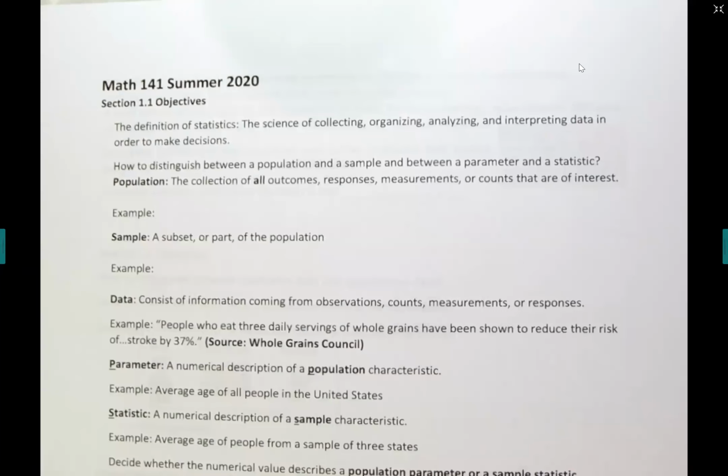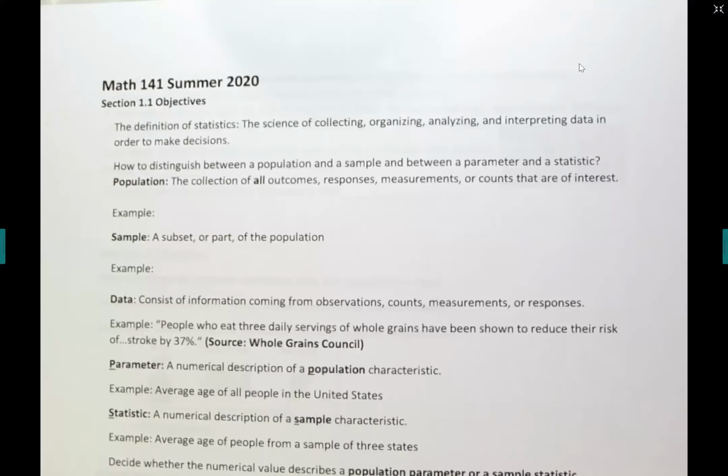It's a science of collecting. You collect data, you organize data in graphs, histograms, bar graphs, pie charts, line graphs, etc. And then you analyze and interpret your data. Actually, people collect data not just to look at it, just to make it look nice, but to get something out of it. So actually, this book will focus mainly on how to interpret data in order to make decisions. So this is the definition of statistics.